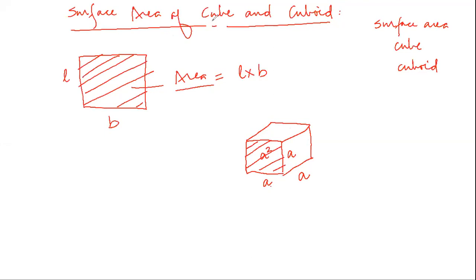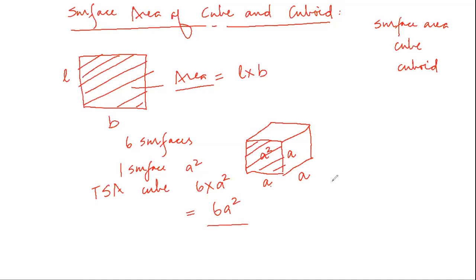Now, what will be the surface area of the cube? Very simple. It has six surfaces. Cube has six surfaces. Area of one surface is A square. Hence, total surface area, TSA, of a cube is 6 times the surface area of one side, which is equal to 6A square. All right.